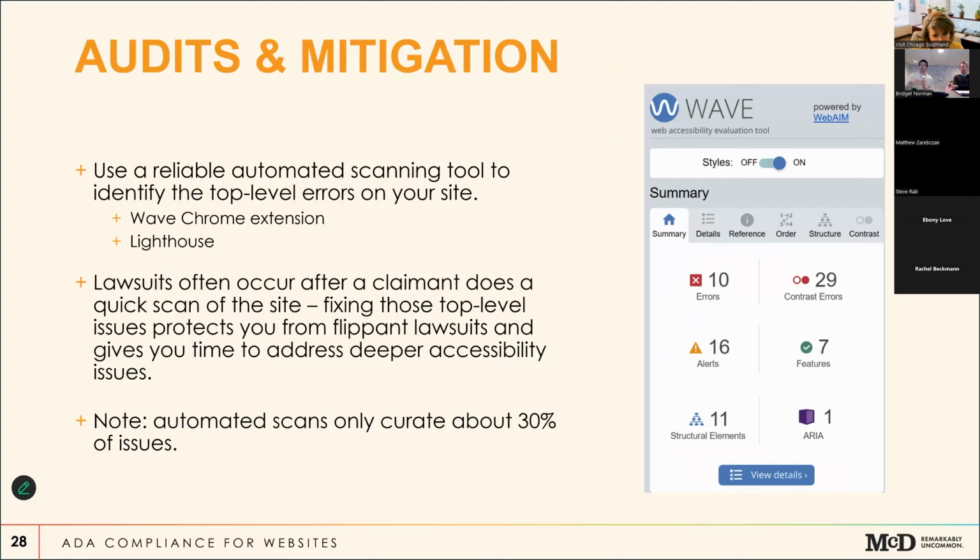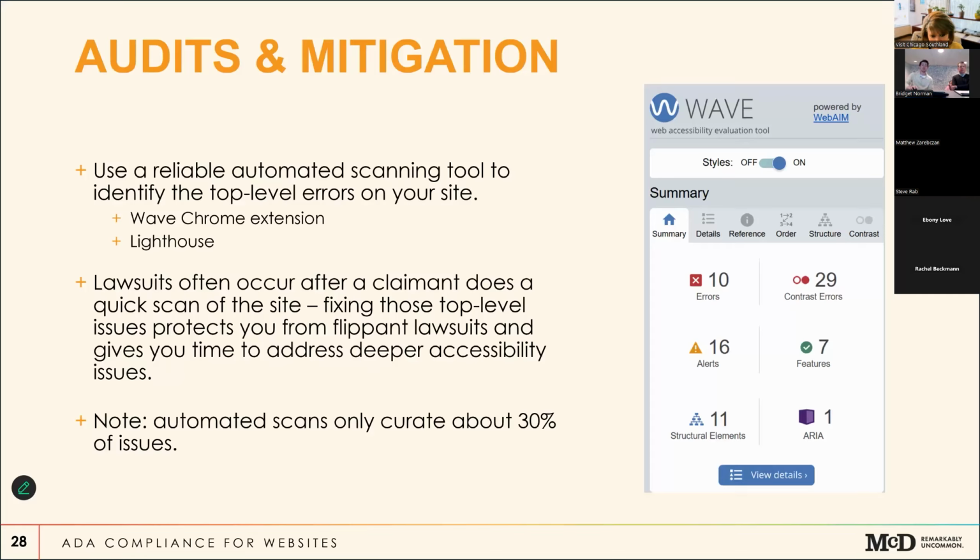It runs an accessibility audit and will give you any errors, like contrast errors. It'll give you that Lighthouse score to know if you're below a 90. And like we've said, lawsuits often occur after one of these quick scans is done. So if you fix a lot of these top level issues that these scans are finding, it goes a long way in mitigating your risk.